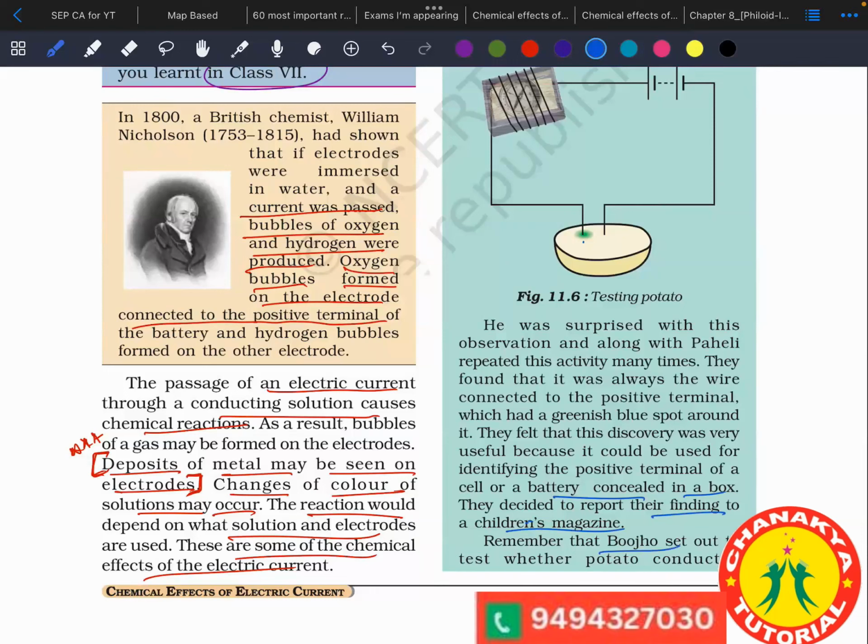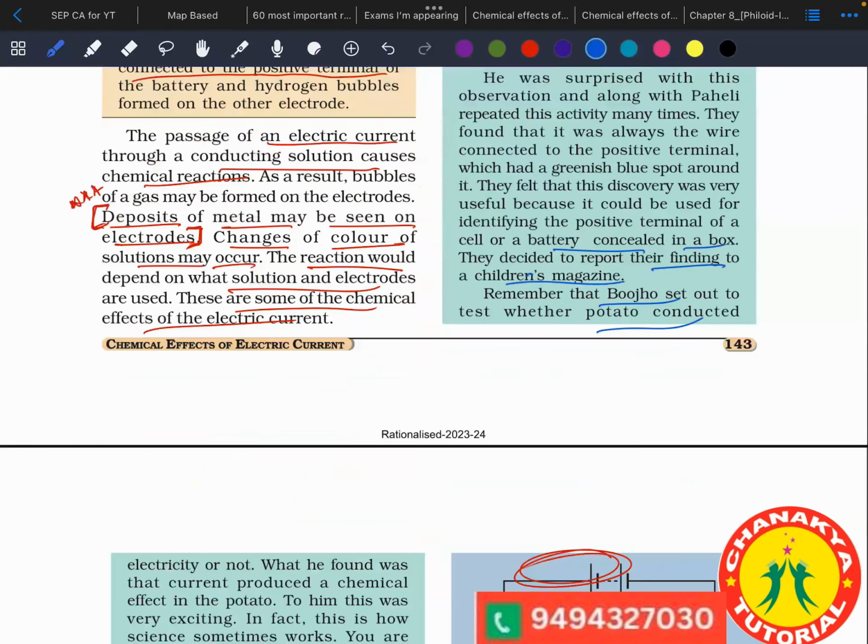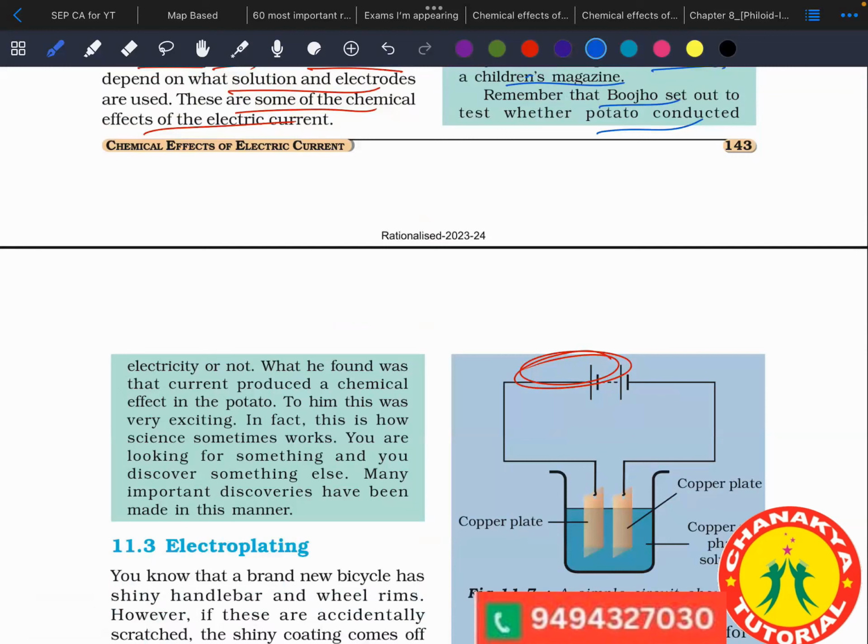Remember that Bojo set out to test whether the potato conducted electricity or not. What he found was that the current produced a chemical effect in the potato. To him, this was very exciting. In fact, this is how science sometimes works. You are looking for something and you discover something else. Many important discoveries may have been made in this manner.